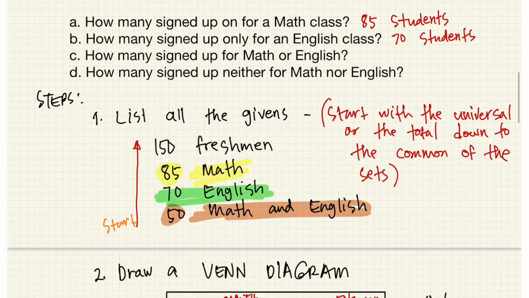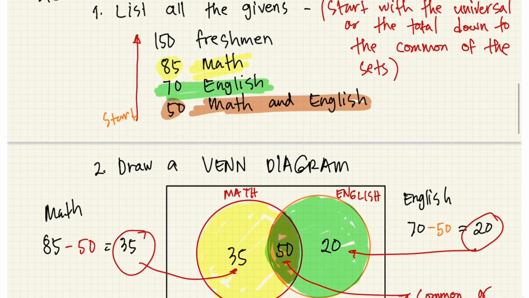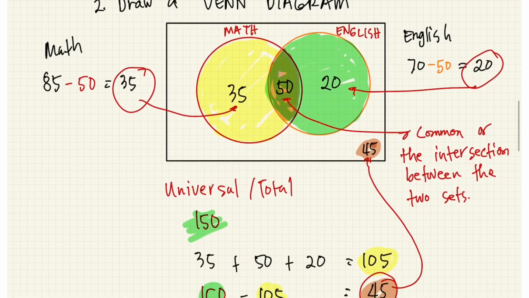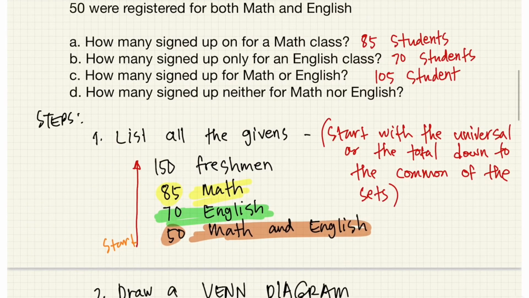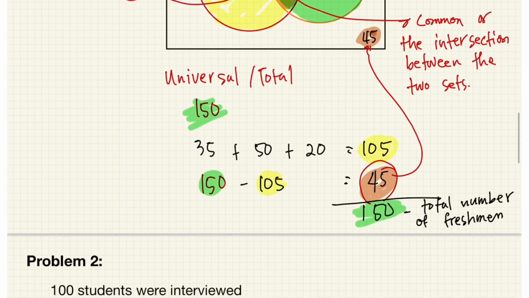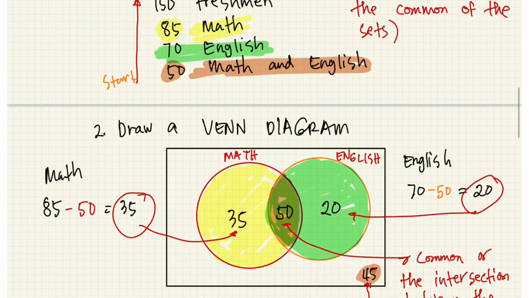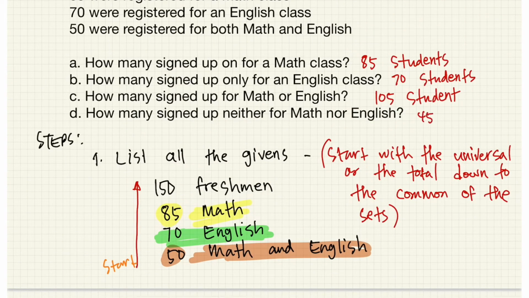Now, how many signed up for math or English? Alright, for math or English, there are a total of 105 students. You are going to add what is inside the two circles. Next, how many signed up for neither math nor English? And that is the result when we subtract from the universal the total number of students, which is equal to 45 students.